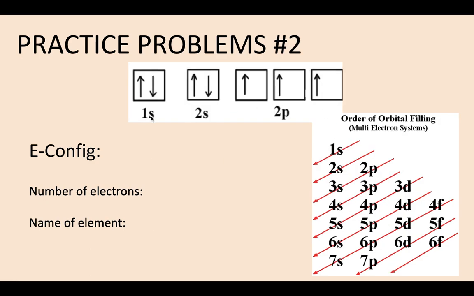All right, practice problem number 2. We have 1s, 2s, 2p, and it follows our path. We're going to write the electron configuration. 1s2, there's 2 electrons. 2s2, there's 2 electrons. 2p3, 1, 2, 3. We did not go to 2p until 2s was filled. Our number of electrons, 2 plus 2 is 4, plus 3 is 7. Element number 7 on the periodic table is nitrogen. All right, let's try another one.